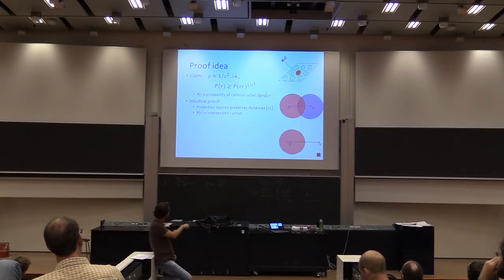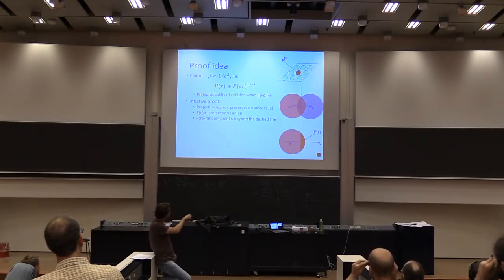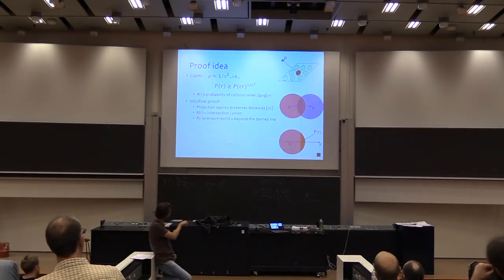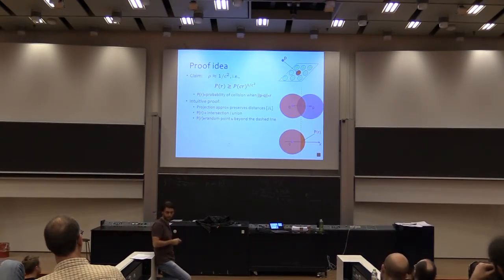And basically, let me take this ball around Q. Roughly, the ratio between the volume of the intersection of these two balls divided by the volume of the union of these two balls is roughly equal to the volume of this cap divided by the volume of the entire sphere. Okay? This is a very good approximation to the quantity that we need to compute.